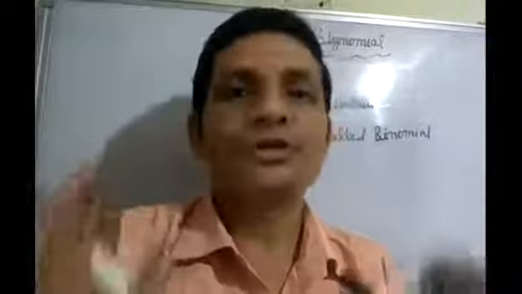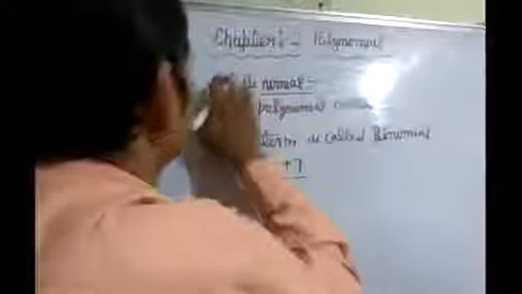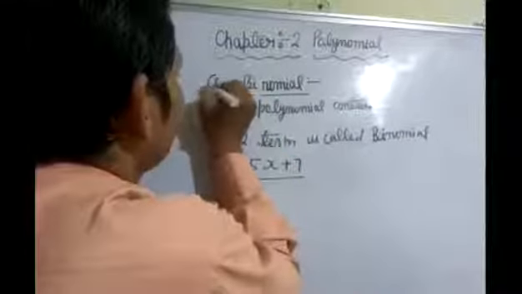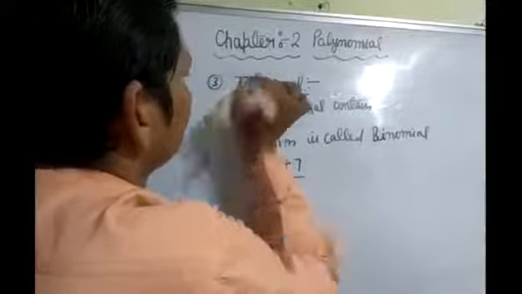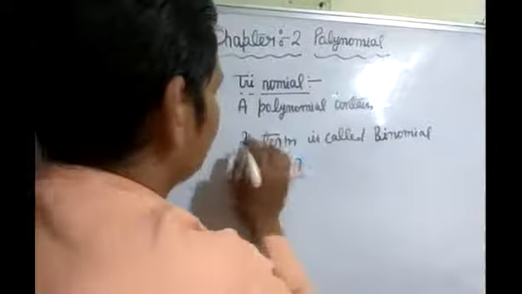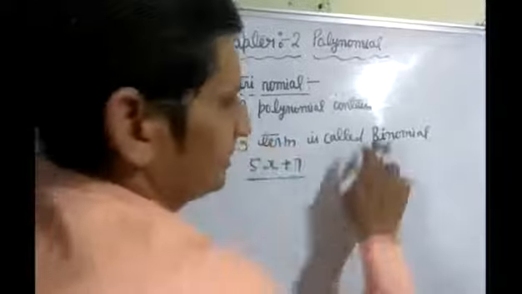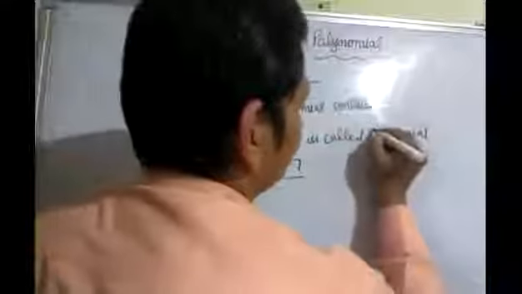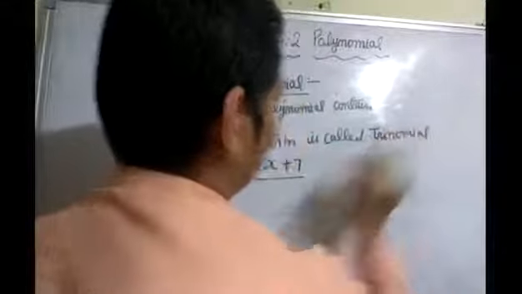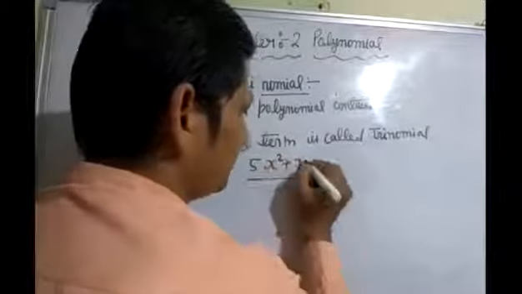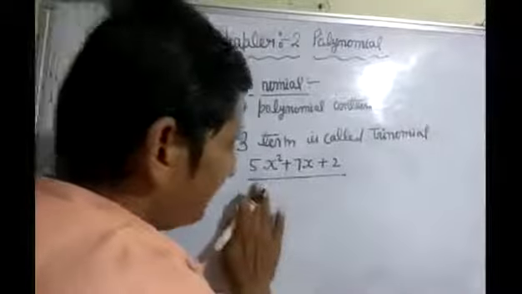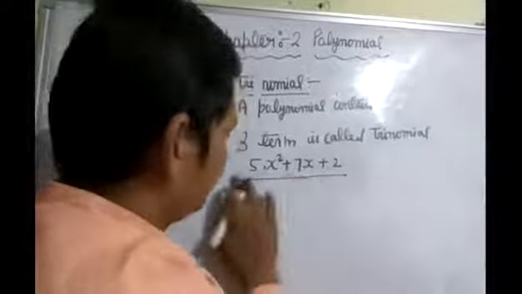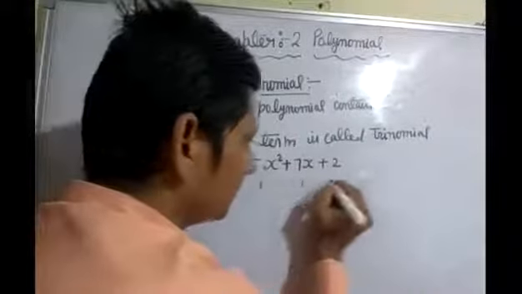Next is trinomial. A polynomial which contains 3 terms is called trinomial. For example, 5x² + 7x + 2. Here 5x² + 7x + 2 contains 3 terms: 1 term, 2 terms, 3 terms.